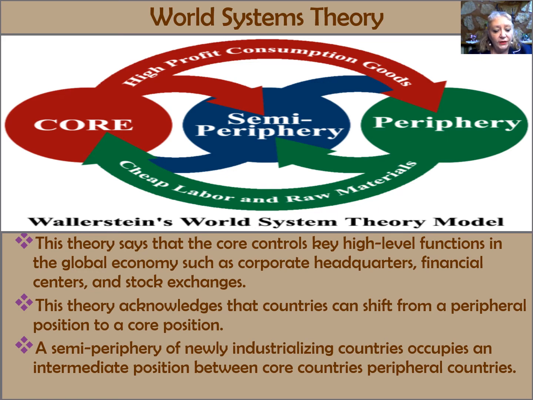So this theory acknowledges that countries can shift from a peripheral position to a core position, and a semi-periphery of newly industrializing countries, those are the NICs, remember we talked about this before, they occupy that intermediate position between the core countries and the peripheral countries. If we're talking about the NICs, we're talking about places like South Korea, Taiwan, India. These are countries that are newly industrializing countries.